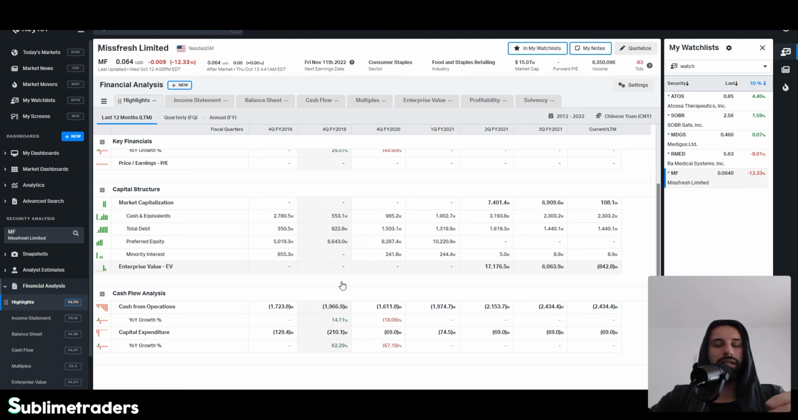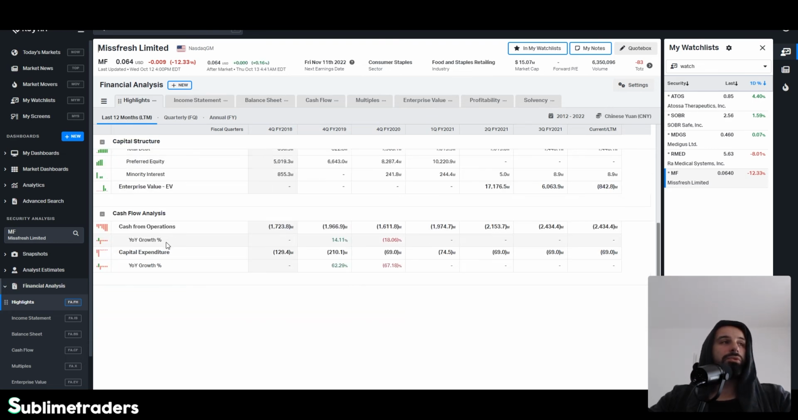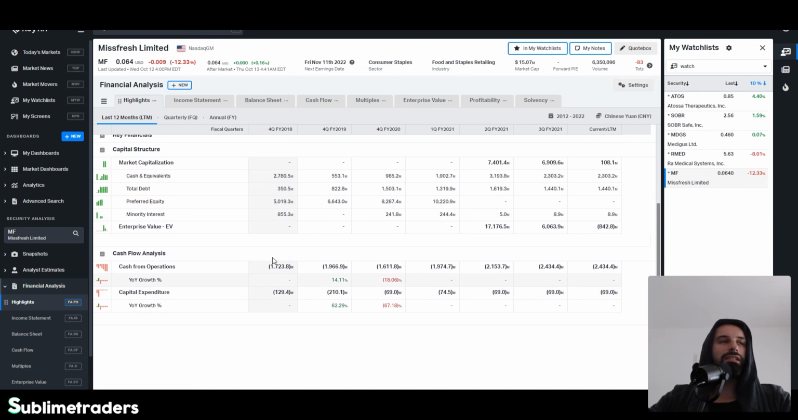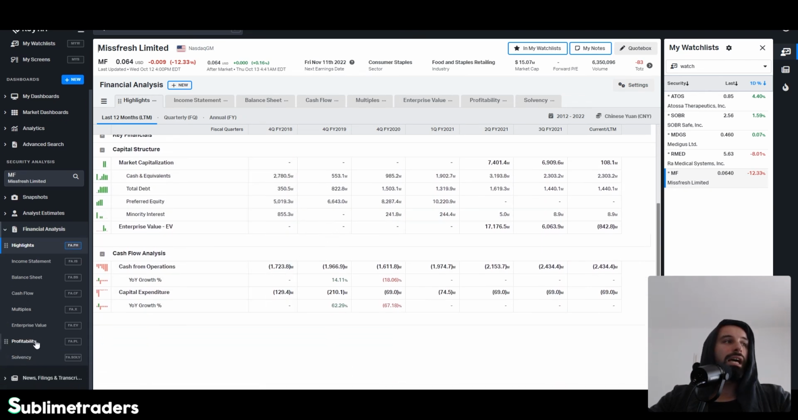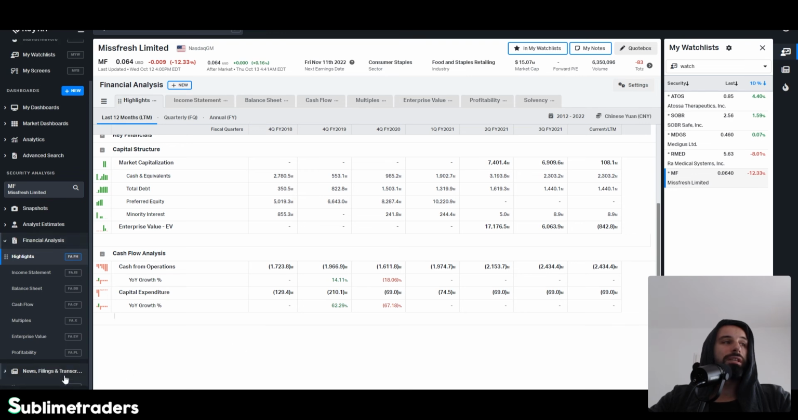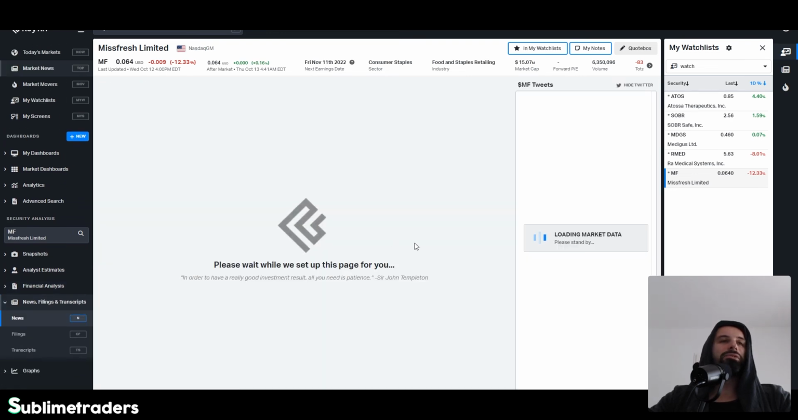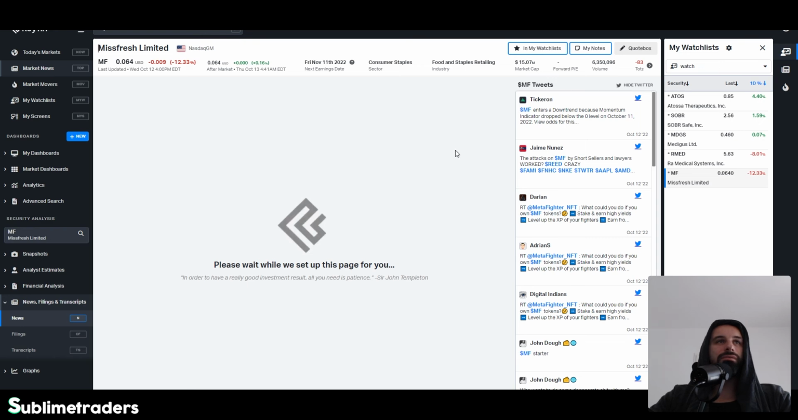There's also another strategy that is based on splits, so normal splits, like when Tesla split from 1.2K to 7K. Also, cash from operations is important, and year-over-year growth. So we don't have this data right here. Now, this is just the financial part. We also would like to see some news related to what is happening with Miss Fresh.